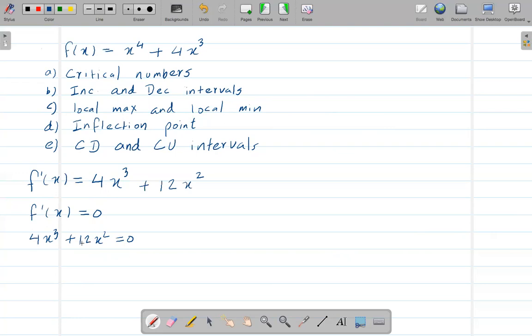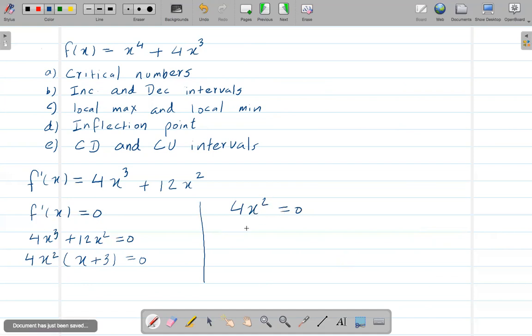First 4 and 12, well, I can factor out 4, I can factor out x cubed and x squared, I can factor out x squared, then x plus 3. These are the remaining terms, right? So then I can say either 4x squared is equal to 0, divide both sides by 4, so still x squared is equal to 0, or x is equal to 0. Or x plus 3 is equal to 0, so x is equal to negative 3, right?